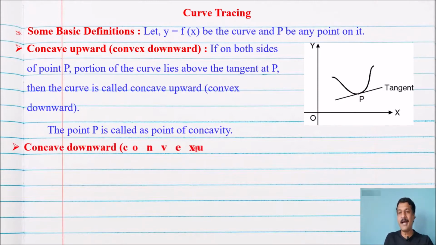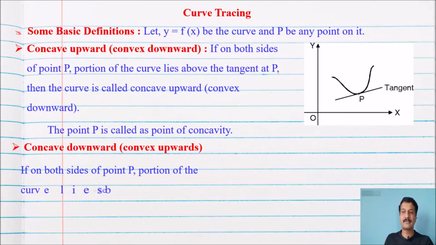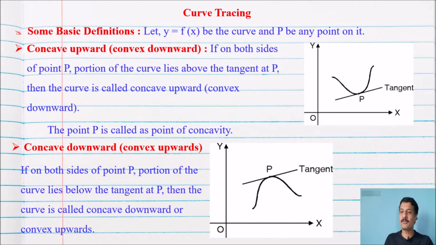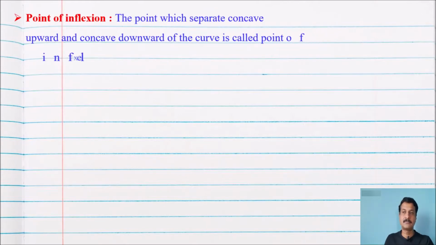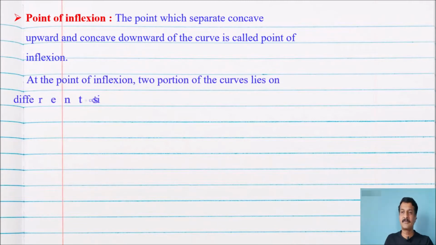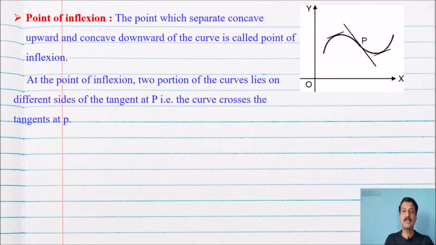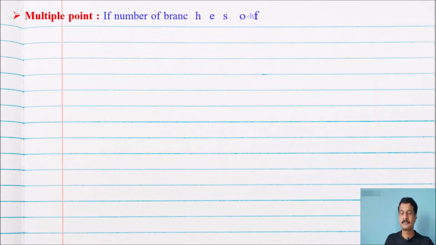Similarly, you can define concave downward, which means convex upward. If on both sides of P, a portion of the curve lies below the tangent at P, then the curve is called concave downward or convex upward. Here you can see in the figure the curve lies below the tangent at P. Point of inflection: the point which separates concave upward and concave downward of the curve is called a point of inflection. You can see the figure.